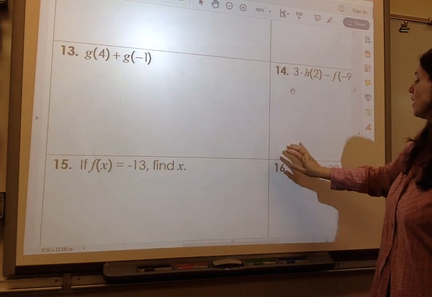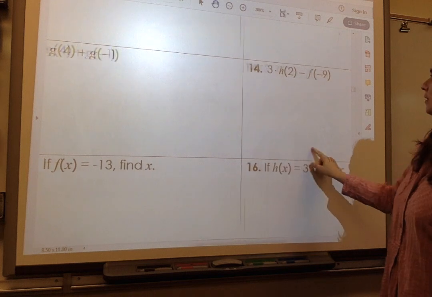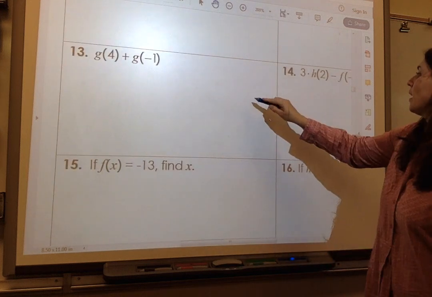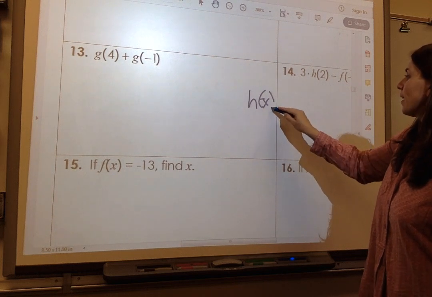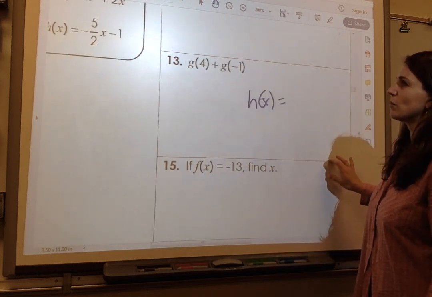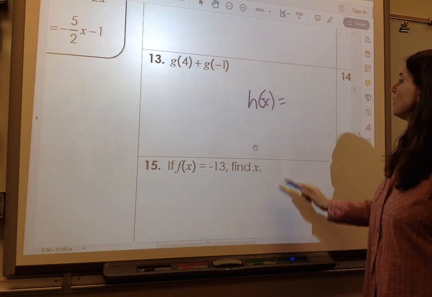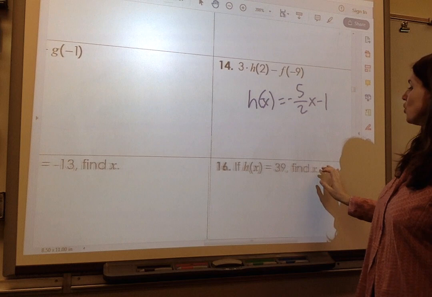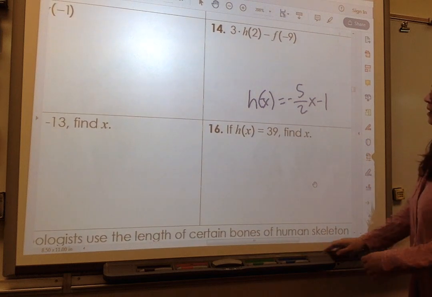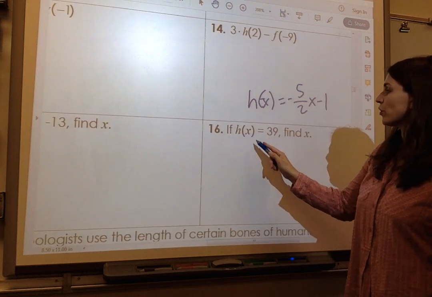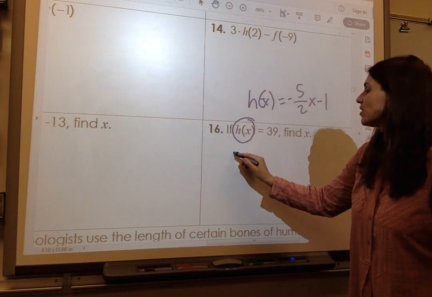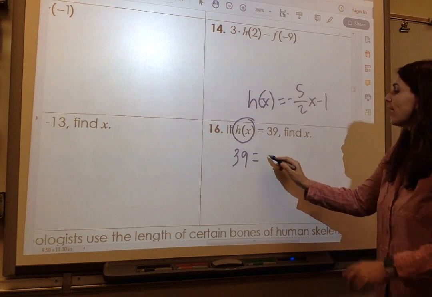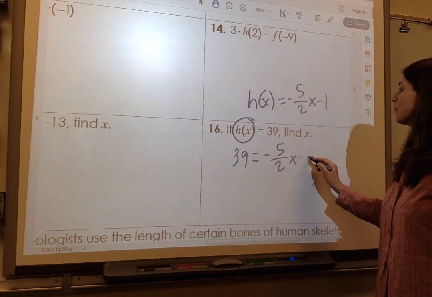So let's look at my h of x. It's negative 5 halves x minus 1. I'm going to write it so I can see it. Now the question is asking, if h of x equals 39, so my output is 39, find x. Negative 5 halves x minus 1.